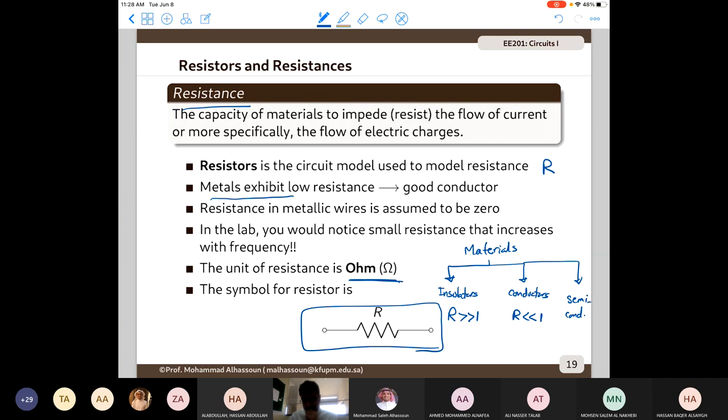Any question? Yes, Ahmed. Doctor, I'd like to ask you a general question. Is the high temperature that comes from the wire when the current is passing through it a kind of resistance?